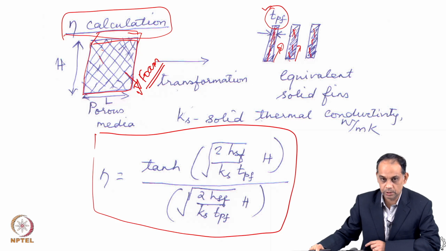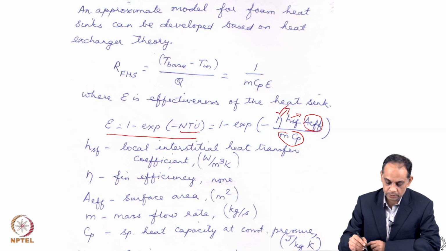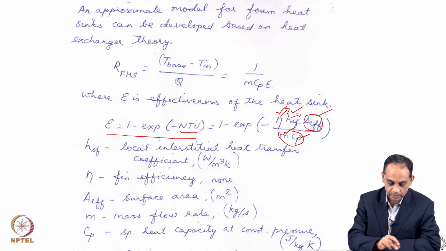Once we know the surface efficiency, going back here, we already have a correlation for the heat transfer coefficient. Surface area can be estimated from manufacturer's data or by your own. Mass flow rate is given or assumed to be known, and Cp is known. So from this we can calculate an effectiveness. From this effectiveness, then we can calculate m dot Cp. So in the next module we will discuss how to calculate that surface efficiency, and we will discuss how to calculate the overall foam resistance, the heat sink resistance. Thank you.